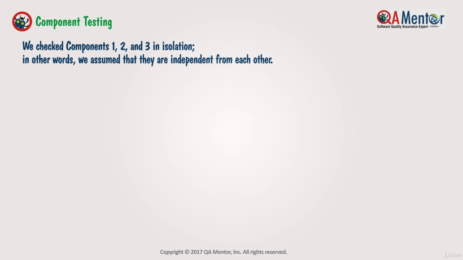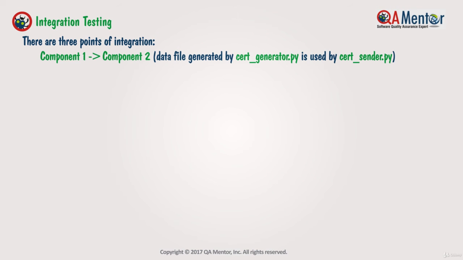We checked components 1, 2, and 3 in isolation. In other words, we assumed that they are independent from each other. Now it's time to test integration between those components. Integration testing. There are 3 points of integration. Component 1 to Component 2. Data file generated by certgenerator.py is used by certsender.py.